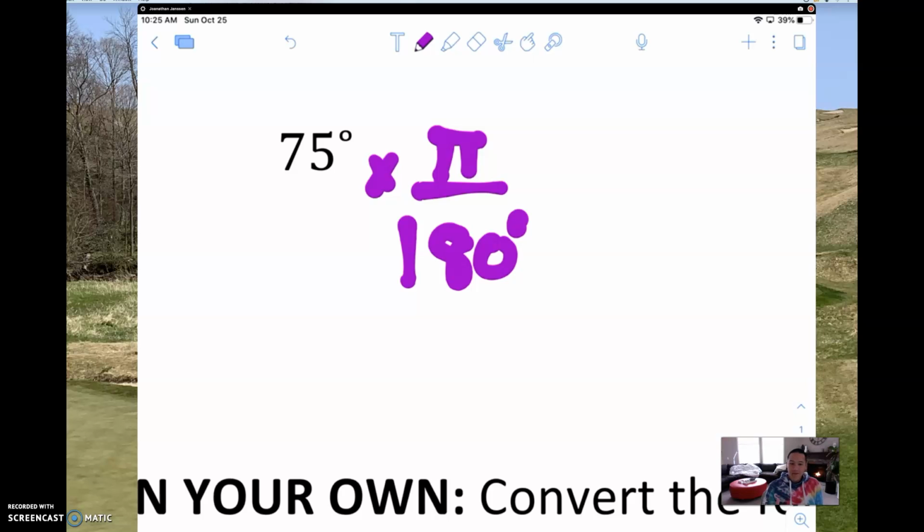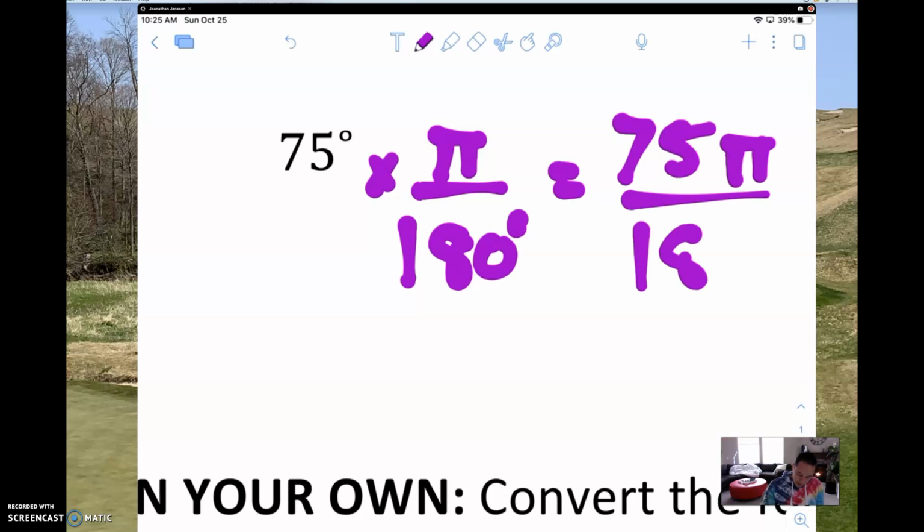Now radians don't have units. So if you write a number without units, it's implied that it's in radians. So we end up with 75 pi over 180.